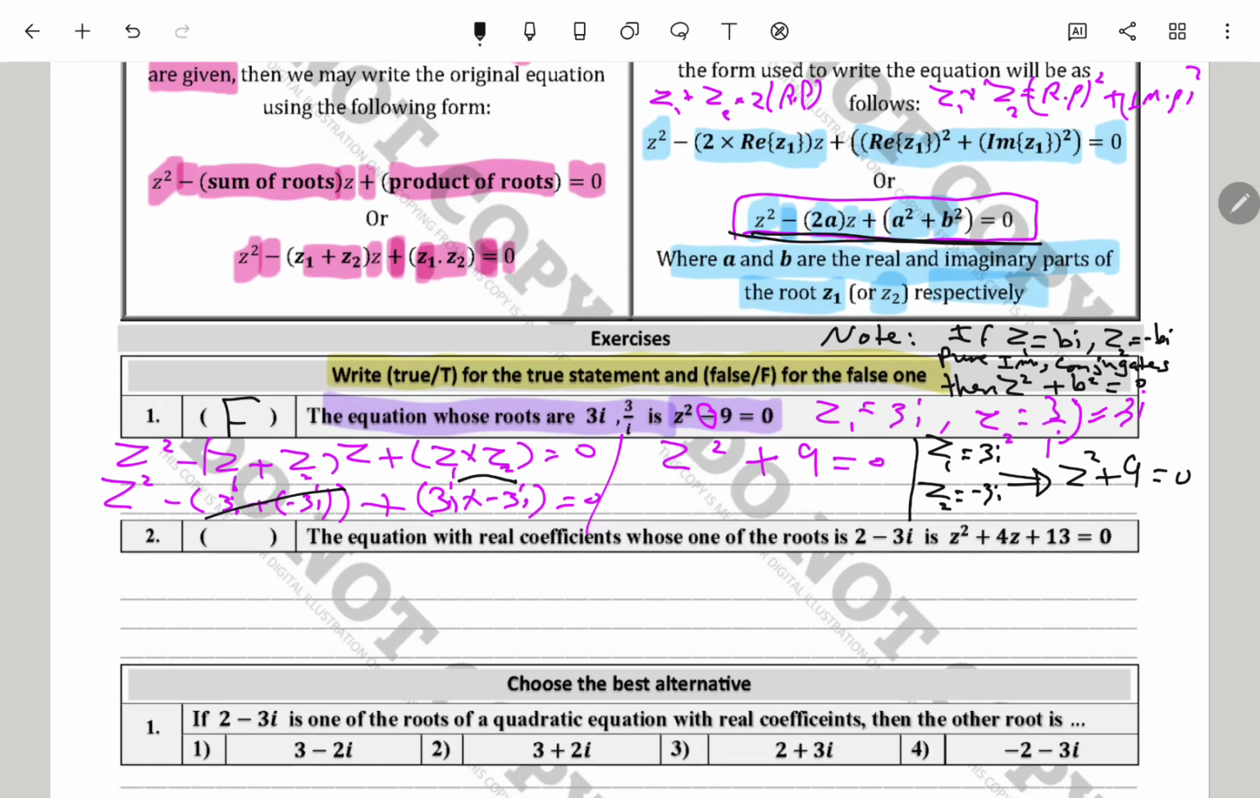And this is an easy way. And number 2, the equation with real coefficients, and you have to focus on the words real coefficients, whose one of the roots is 2 minus 3i is z squared plus 4z plus 13 equal to 0.